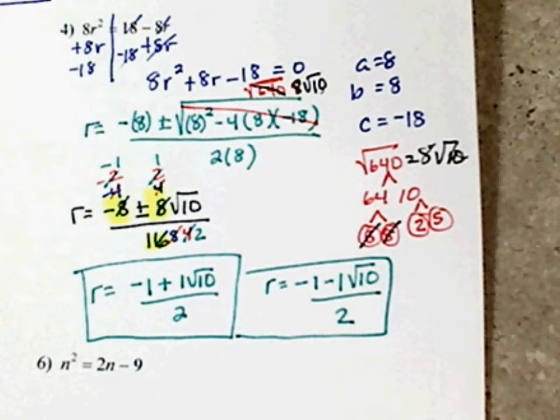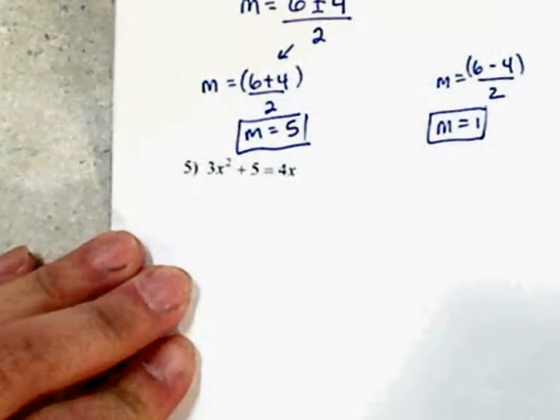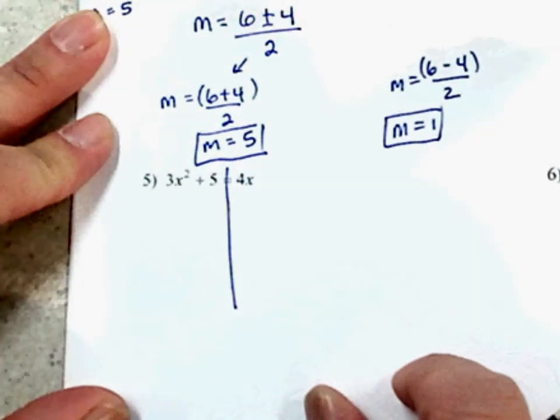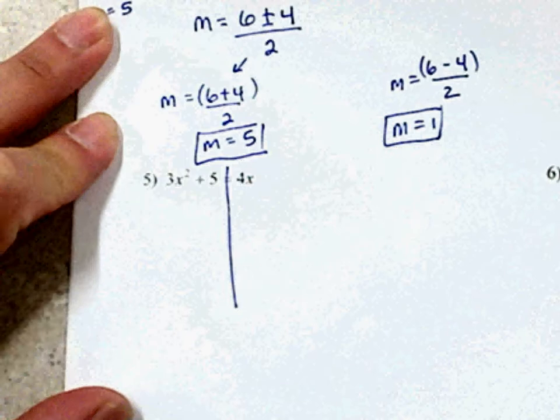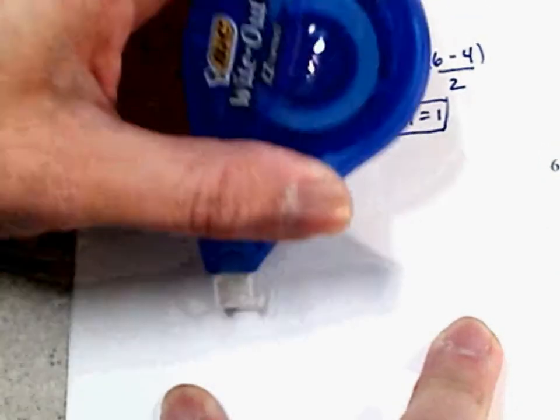All right, moving along. Let's go look at number 5. All right, number 5. Here we go. Let's move things over so they're all on one side. I think I made this a little too long. All right, here we go.